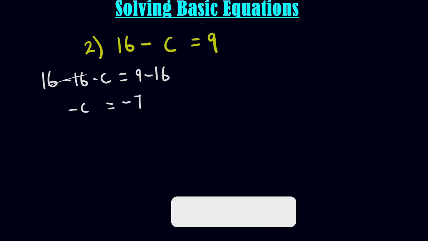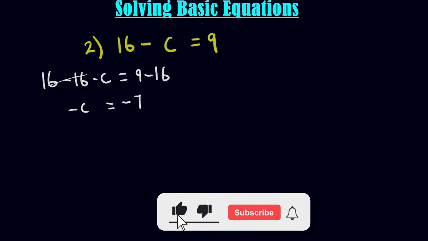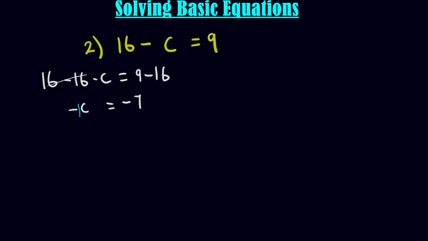No, we're not. So we need to get rid of that negative 1 that is multiplying the c, and we can do this by dividing both sides by negative 1. So negative 1 into negative 1 leaves c. Negative 1 into negative 7 gives us positive 7. Therefore, c is equal to 7.